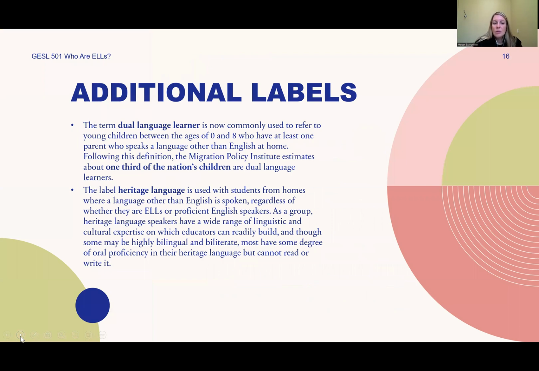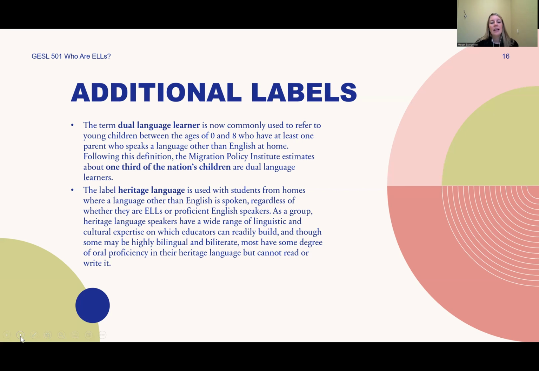More terms: dual language learner is now commonly referred to children between the ages of 0 and 8 who have at least one parent who speaks a language other than English at home. So interestingly, MPI estimates that 1/3 of our students in the US are dual language learners. And I mentioned heritage language learner previously. So this means that students are coming from a home where English is not the primary language. And as a group, they're learning a wide variety of linguistic and cultural expertise that we can really build on as educators.